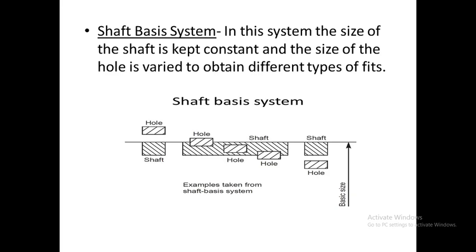Now the second type is shaft basis system. In this system, the size of the shaft is kept constant. As in the hole basis system, the size of the hole was kept constant, similarly, in shaft basis system, the size of the shaft will be kept constant, whereas the size of the hole will be varied to obtain different types of fits. So again, in the diagram you can see for a shaft basis system, this line represents the basic size that will be equal for both the shaft and the hole.